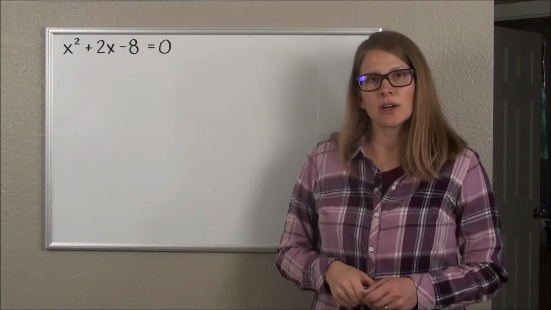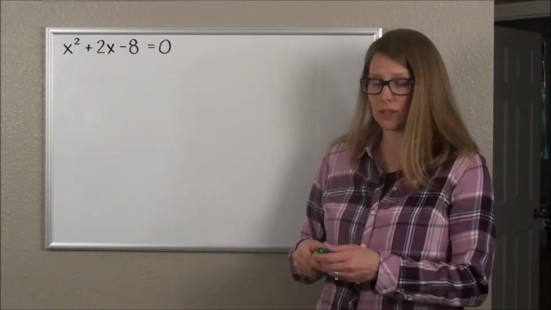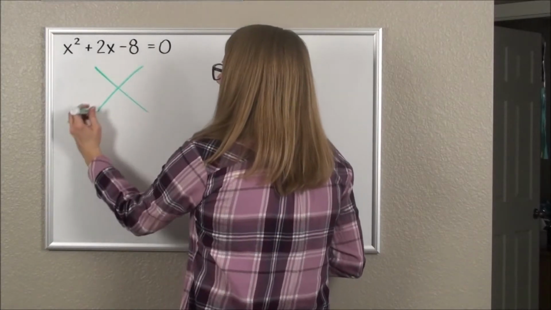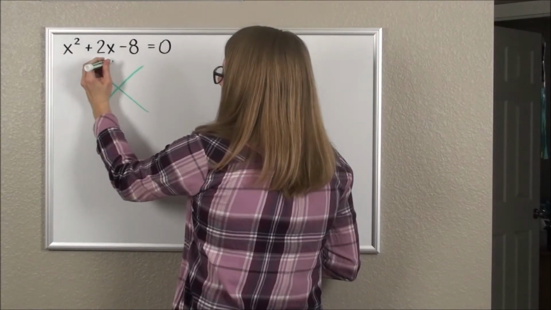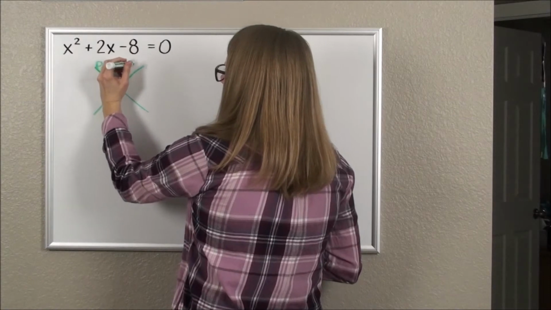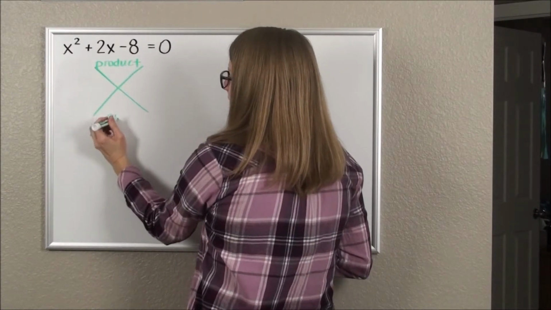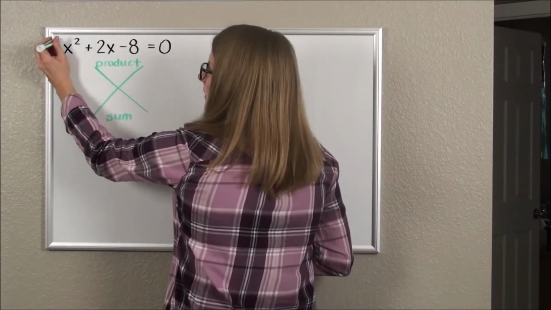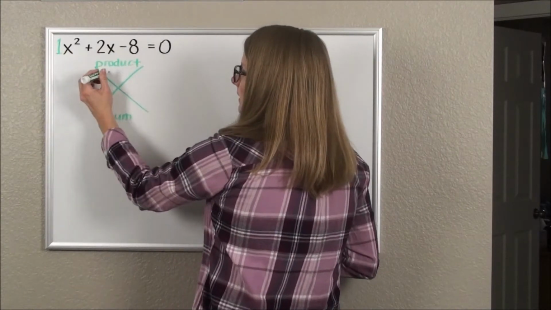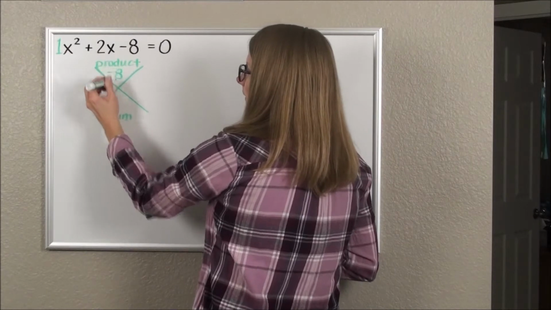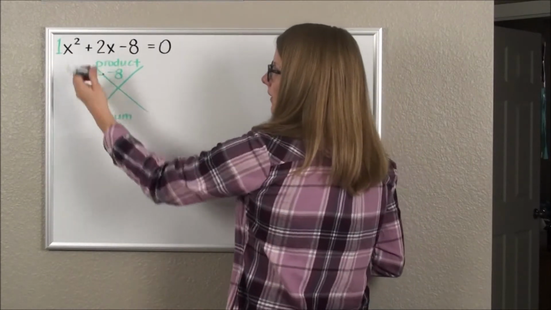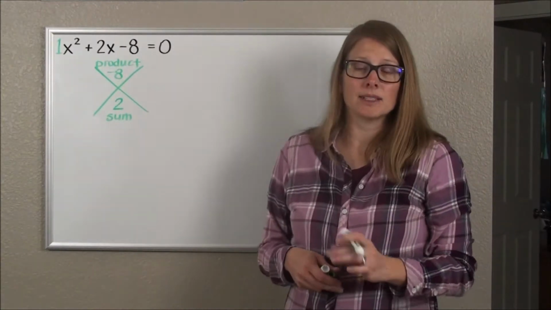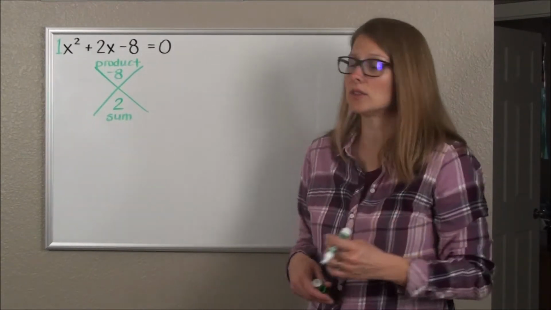And then we look at how many terms there are. Here we have 3 terms, so this is a trinomial, and I'm going to go ahead and factor this using an X box. I look for the product and I look for the sum to help me find these numbers that I need for my factoring. The product is going to be the first times the last number, as always. In this case, 1 times -8 is -8. The sum is always found in the middle. In this case, we have 2. So we're looking for numbers that multiply to -8 and add to +2.